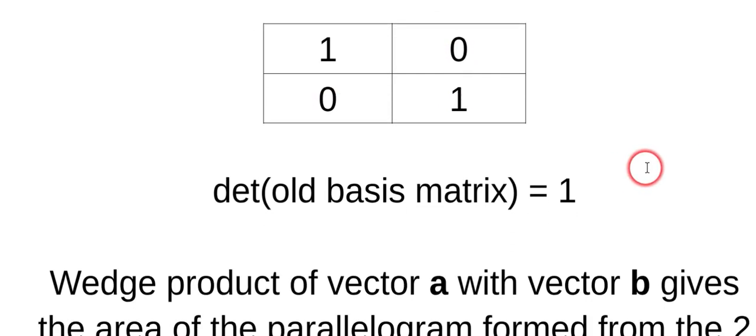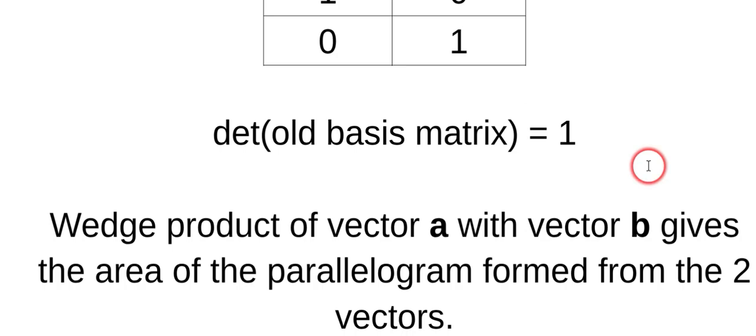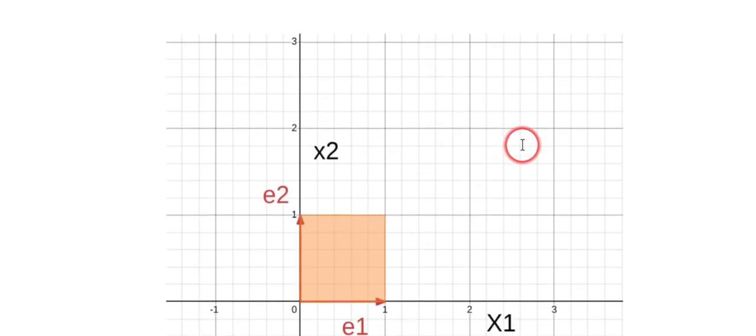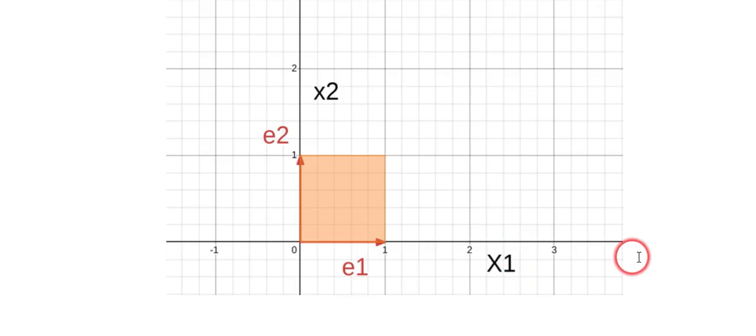Okay? Now, let's do a little bit of geometric algebra. So the wedge product of vector A with vector B, as an example, gives the area of the parallelogram formed from those two vectors. Okay? Let's look at a drawing of that. All right, so here we have our x1 component, x2 component, the coordinates. Here is our E1 basis vector, E2 basis vector, right? So these guys form a parallelogram, right?